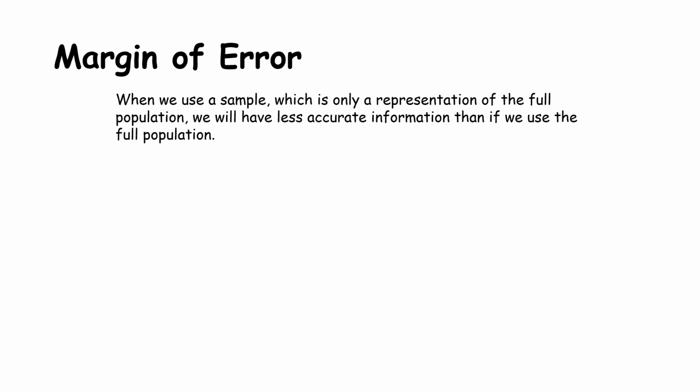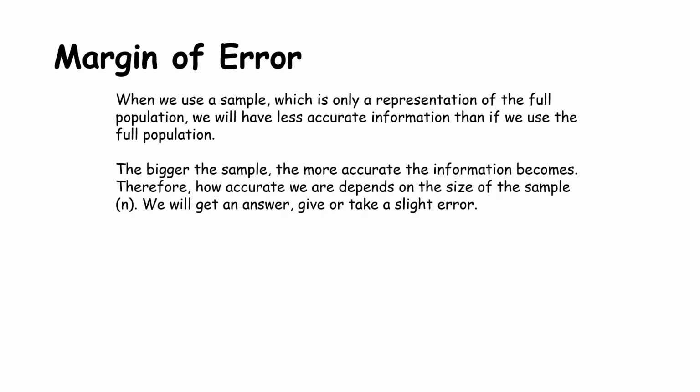So now we're going to talk about margin of error. When we use the sample, which is only a representation of the full population, we will have less accurate information than if we use the full population. Hopefully we can all agree on that. Another thing to note is the bigger the sample, the more accurate the information becomes. It's like an experiment in probability. The more times we do the experiment, the more accurate it becomes. So how accurate we are depends on the size of our sample. We will get an answer, give or take a slight error.